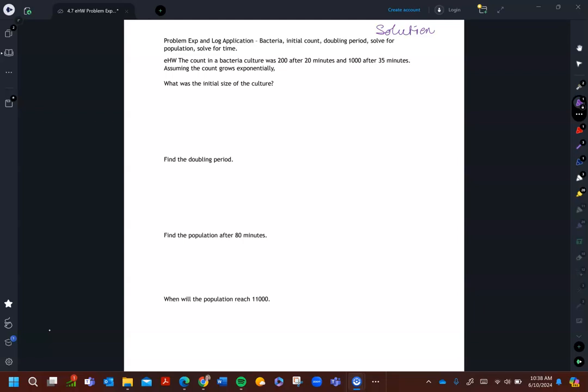So the first thing to do is just set up your basic P of x equals a b to the x, and then plug in the points that you have, and keep in mind which is the x and the y. So the 20 minutes, that's my first x, so I have 20, and then 200 is the population. And for the other one, it's 35 and 1,000.